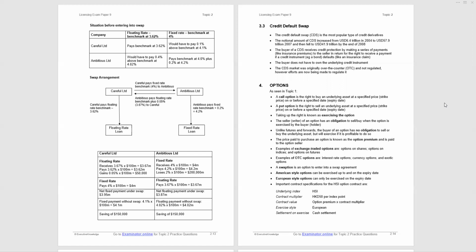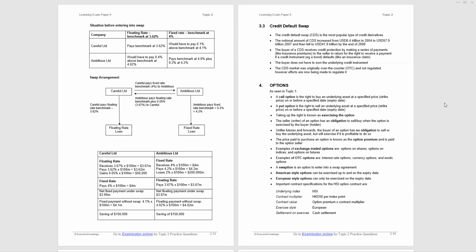Now, what is this swap arrangement? The swap arrangement will be given in the question. What we're doing in this example is just giving it by way of a diagram. So you can see that Careful is paying floating rate 3.62 downwards, and Ambitious is paying fixed 4.2% downwards for the fixed rate loan. The swap agreement is that Careful pays a fixed rate benchmark of 4% to Ambitious, and Ambitious pays a floating rate benchmark plus 0.05%, which is 3.67%.